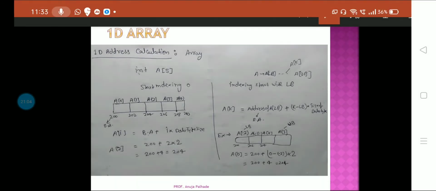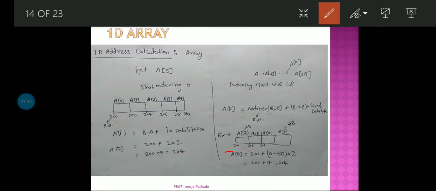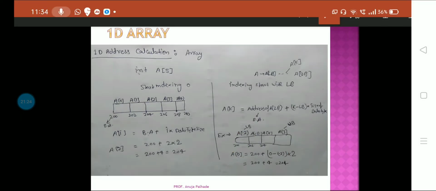See, you will notice that every base address starts and increases by 2. So every cell has 2 bytes in it. So each cell has a 2 byte size, and that's why we have taken 2 here. Okay. Fine.